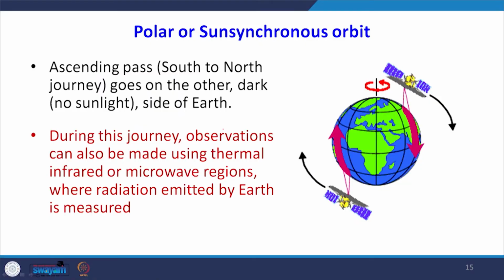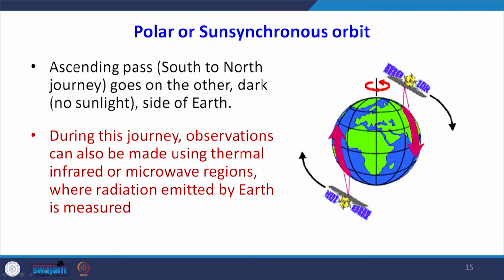So, when it is moving from south to north, the passive sensors will not record any energy because nothing will be reflected to the sensor. So, in that case, we take help of some of the active sensors, what we call the thermal infrared sensor or the microwave sensors, because they can capture the emitted radiation from the earth surface. So, here we are using the capability of those sensors where emitted radiations could be captured during the low light time, during the night time as well.